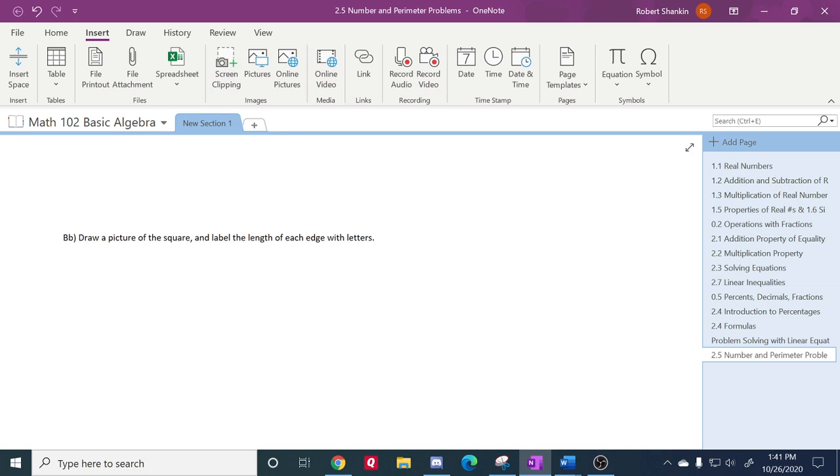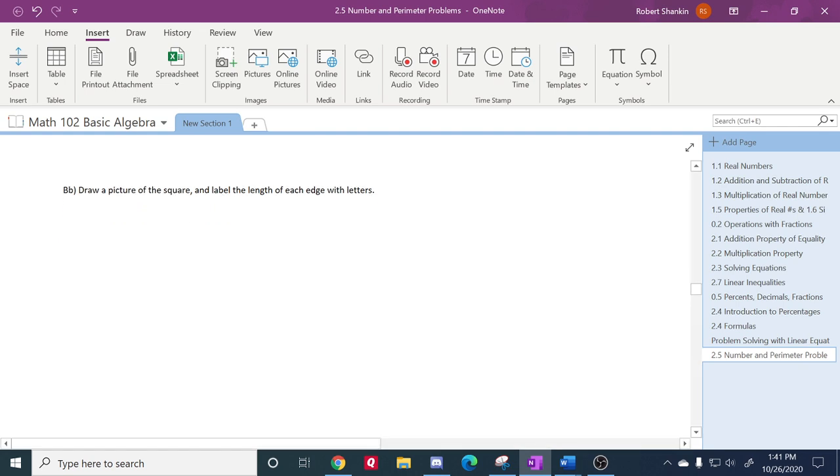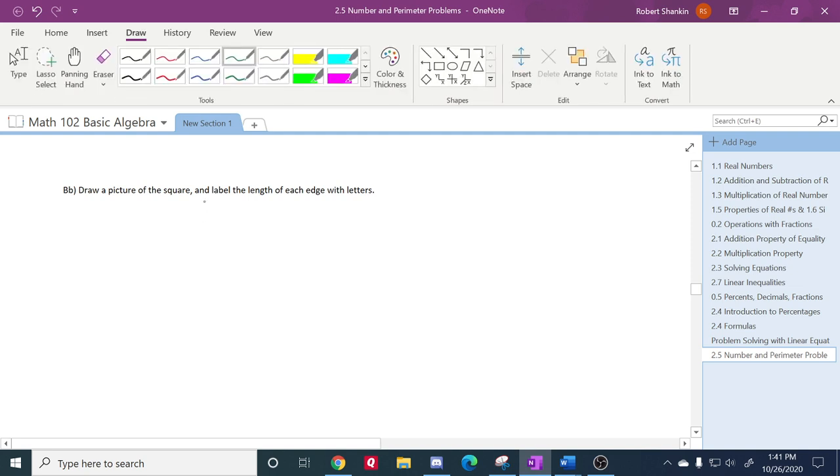All right, so let me have you stop there. Draw a picture of the square. Label the length of each edge with letters. Group 3, I'm still going to pick on you here since we can't really draw diagrams easily in Discord in our group chat. I'm drawing my square. Group 3, how would I label the edges?